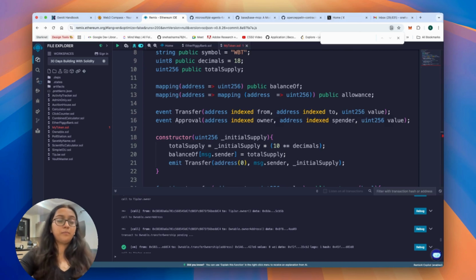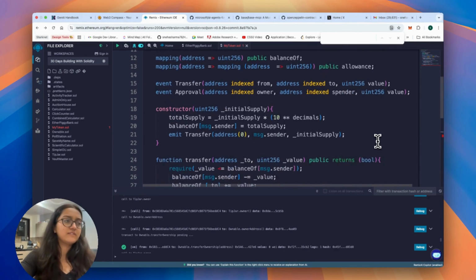Okay. Now, the entire supply is given to the person who has deployed the contract, which is again the message.sender. That means the deployer starts with holding 100% of the tokens. From there, they can transfer, sell, or distribute tokens however they want. And this will emit a transfer event to signal that the tokens were minted. Now we set the from address as address 0, which is a special way of saying that these tokens did not come from another user. They were created out of thin air. Wallets, explorers, and front-end tools understand this pattern and display it as a minting event. So that is why we have done this.